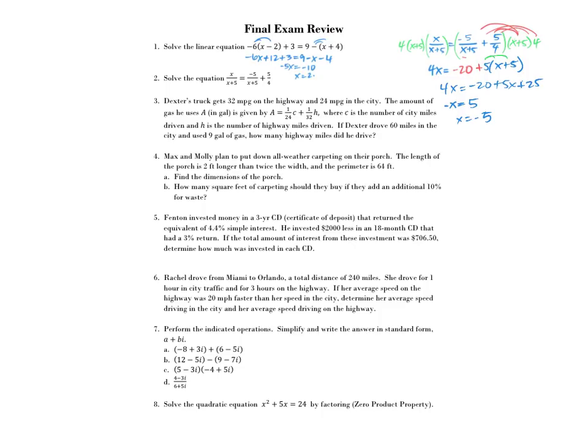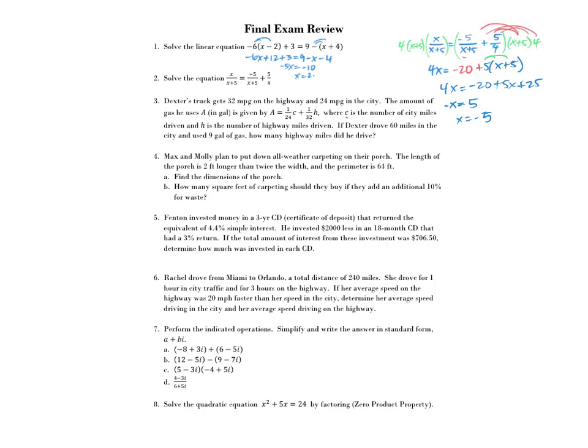The next one says Dexter's truck gets 32 miles per gallon on the highway and 24 miles per gallon in the city. The amount of gas he uses is given by that, where C is the number of city miles and H is the number of highway miles driven. If Dexter drove 60 miles in the city and used 9 gallons of gas, how many highway miles did he drive?